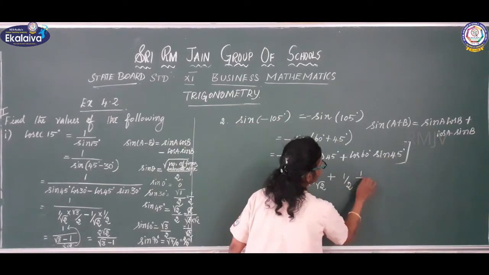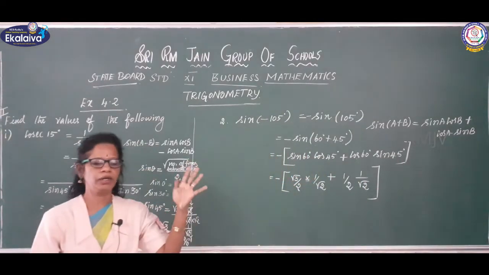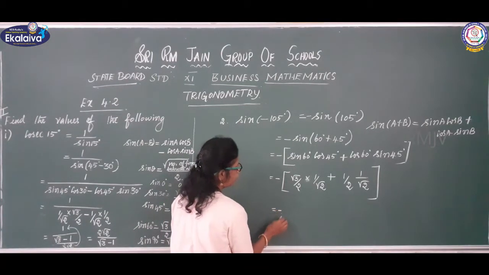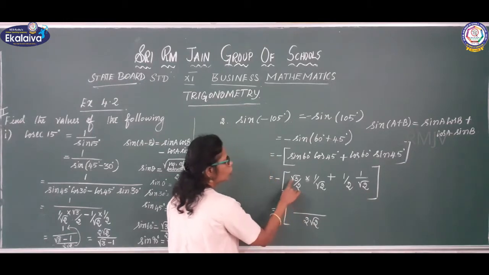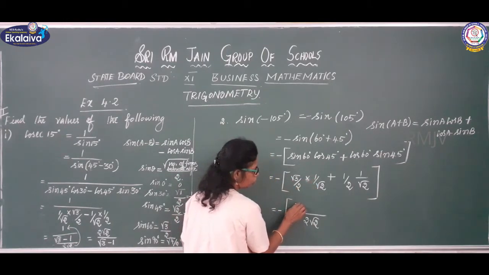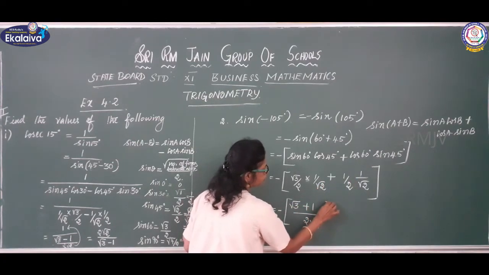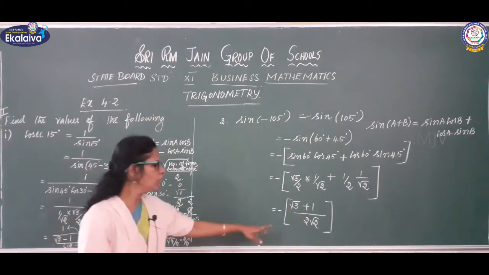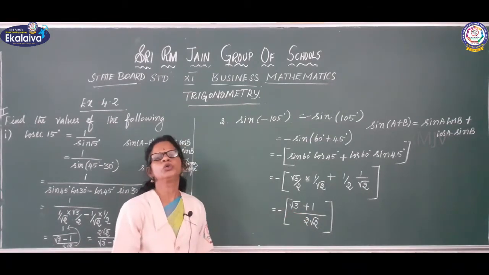Sin 45, 1 by root 2. Right, the same fingers, it will help you, right? See here, minus, here also the same, the denominators 2 root 2, here also 2 root 2, root 3 into 1, root 3 plus 1. You have to use and multiply, or you leave as such, right? The value is minus of root 3 plus 1 divided by 2 root 2.